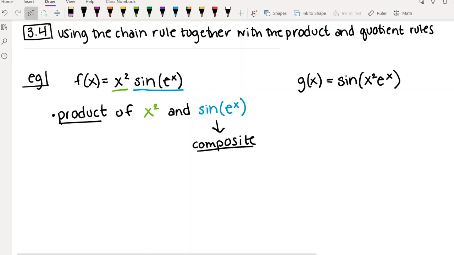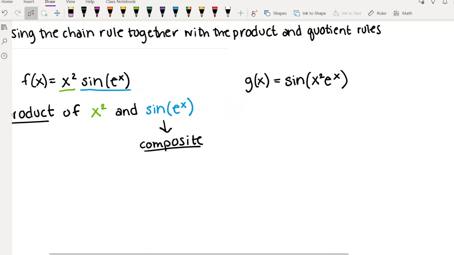So which one are we going to use first? Well, on the outermost level of this function, it's a product, right? Like what did we write down first? We wrote down product, right? It's a product of x squared and sine of e to the x. And then sine of e to the x, that happens to be a composite function. But first and foremost, this function is a product. So we're going to use the product rule first.